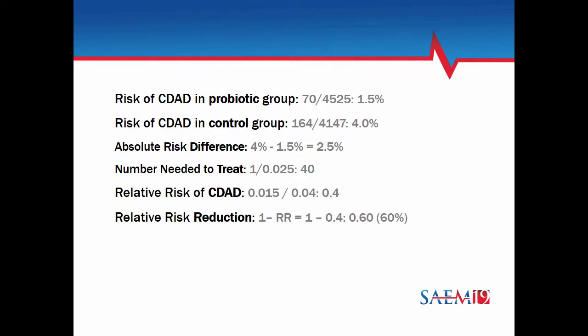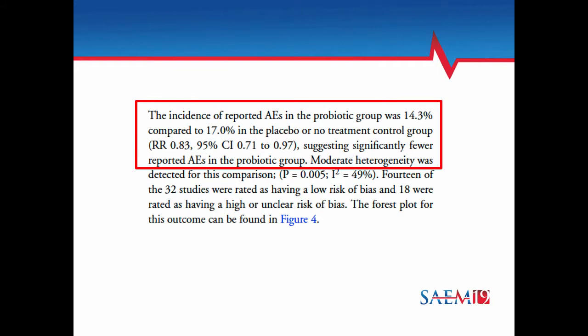What is really irritating is when they report the benefit with relative risk reduction, but when it comes to harm, they give you the raw numbers, right? They give you the risk of CDAD in the probiotic group. The incidence of reported adverse events, they give you 14.3% and 17%, with an absolute risk increase of about 3%. So they don't do relative risk reduction because that number would be 17% and they would be exaggerating the harm. They only give you the raw numbers here.